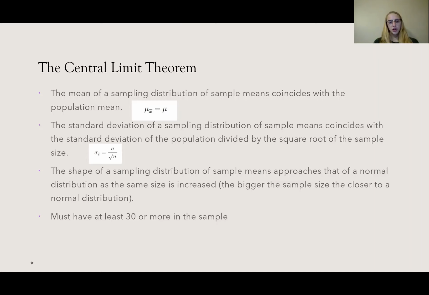The standard deviation of a sampling distribution of sample means coincides with the standard deviation of the population divided by the square root of the sample size. That definition I took out of the book, it's a bit wordy, so I'm going to try and explain it a little bit differently here. What this is basically saying is, right here you can see we have the standard deviation. Let me do a markup here.